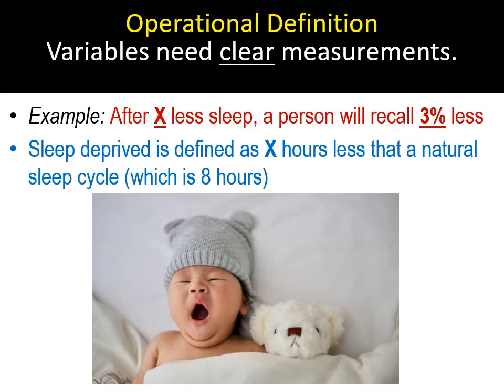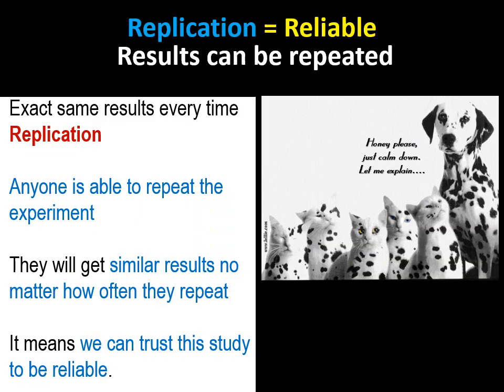So here's an example. After X amount of less sleep, a person will recall 3% less. See how I will operationalize the X, and we've operationalized how much less you'll recall. So we know that the average person needs 8 hours of sleep. You need so many REM cycles per night. So if we gave you 10% less sleep, right, or we could give you, say, 7 hours of sleep, or we could give you -2 hours of sleep, whatever we make X, we've operationalized it. So that's what we need to say, 10% less sleep or 2 hours less sleep. That would be operationalizing this hypothesis.